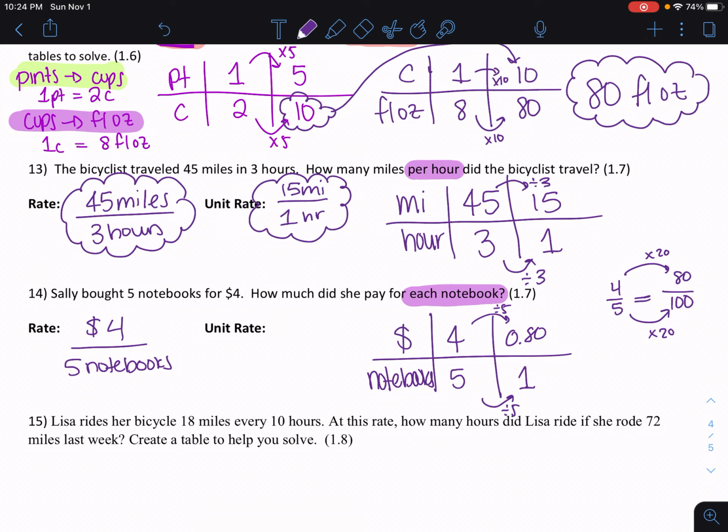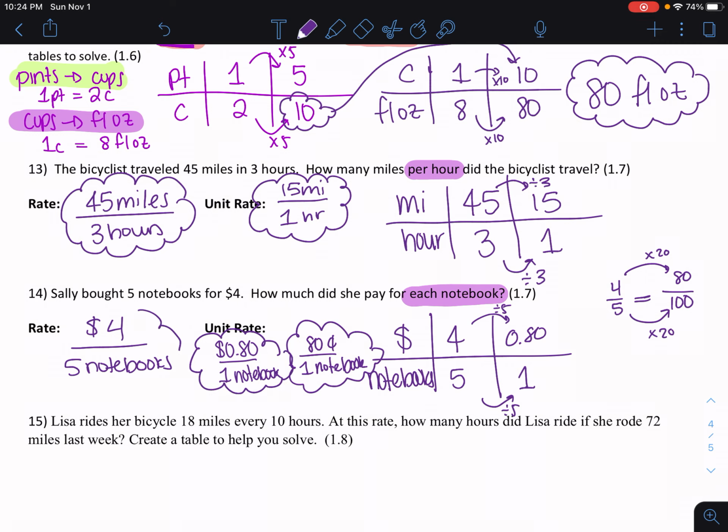So I'm actually going to write my unit rate in both ways. So I'm going to have $0.80 for 1 notebook, written with a dollar sign, or I'm going to have 80 cents written with a cent sign for 1 notebook. Again, notebooks are on the bottom because it says for each notebook. And for a unit rate, you want to find the cost of 1 notebook. So it's really important that that bottom be a 1 for your unit rate.